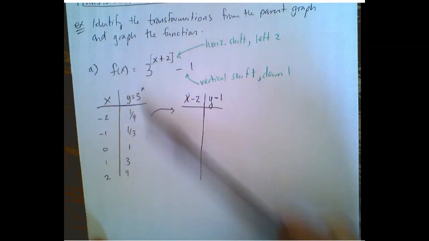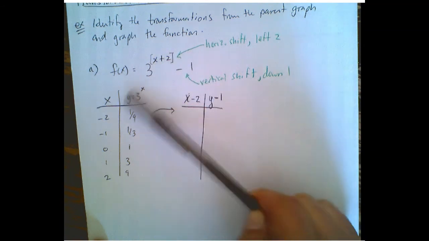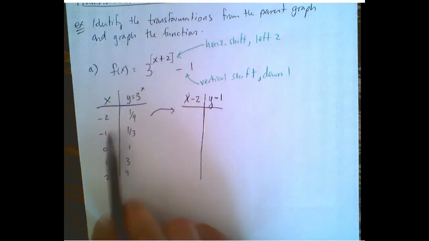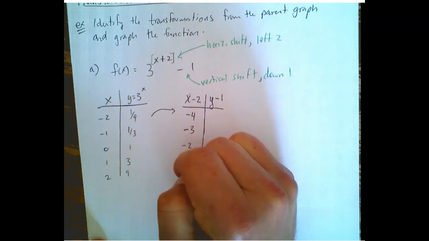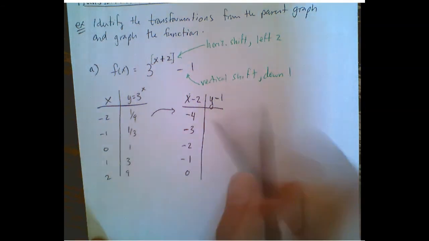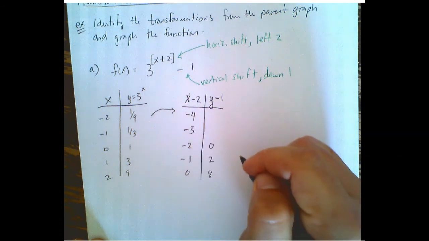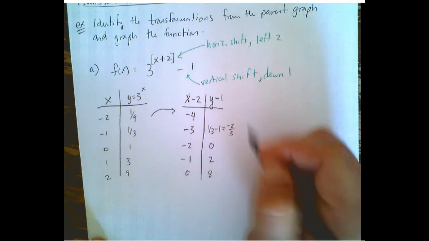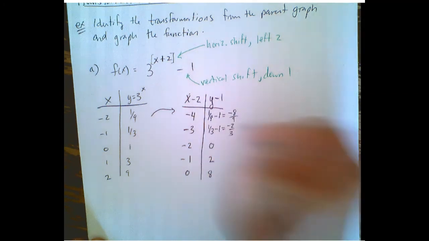So again, we're starting with the parent function 3 to the x. If this were like 4 to the x plus 2 minus 1, we would need the y coordinates for 4 to the x instead. That would be the parent function there. Okay? So let's subtract 2 from all our x's. And then we're going to subtract 1 from all our y's. So the bottom are fine. 8, 2, 0. 1/3 take away 1 is negative 2/3. And 1/9 take away 1 is negative 8/9.